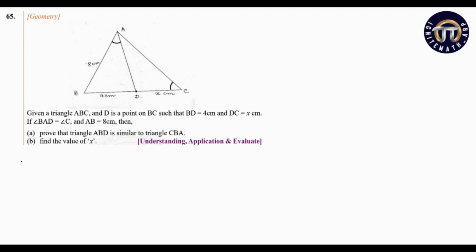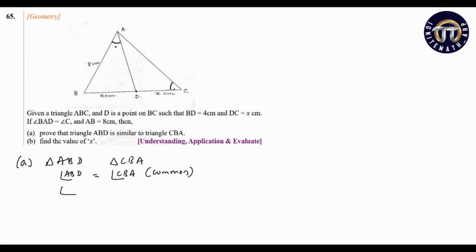So now I'll take up the first question. Triangle ABD and triangle CBA. So if you observe carefully, B is the common angle. So I can write angle ABD is equal to angle CBA, since angle B is a common angle. Then later, here it is given to you that this angle is equal to this angle. So I need to take the use of that.